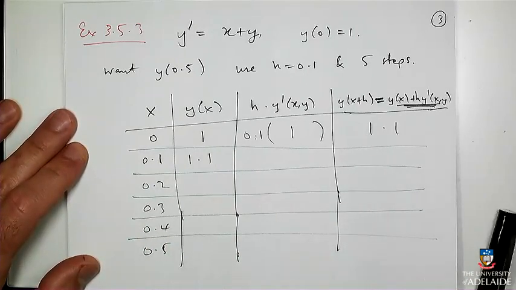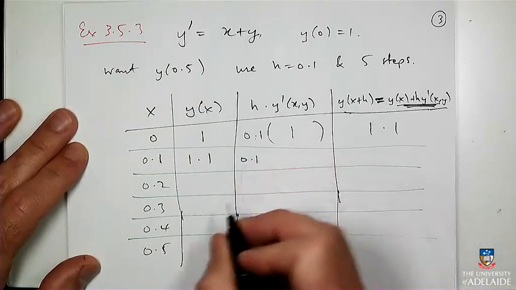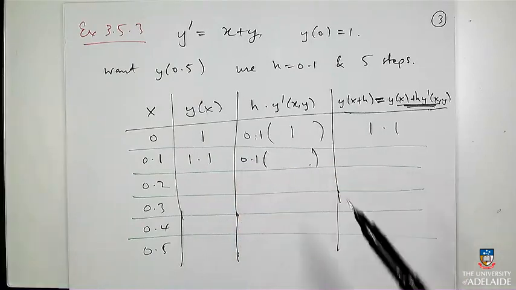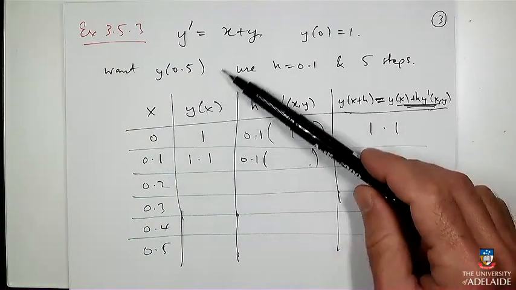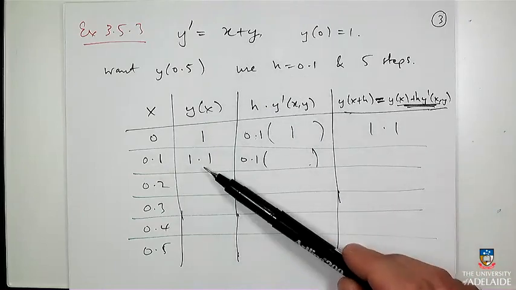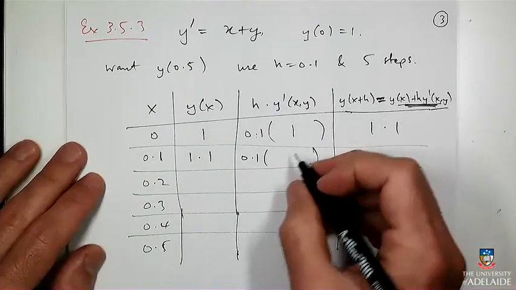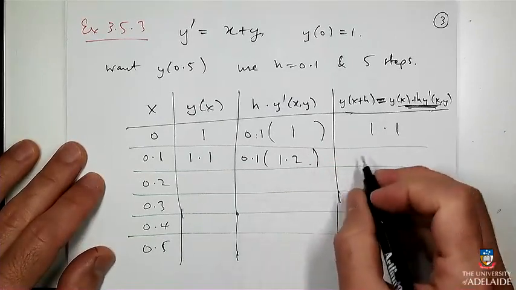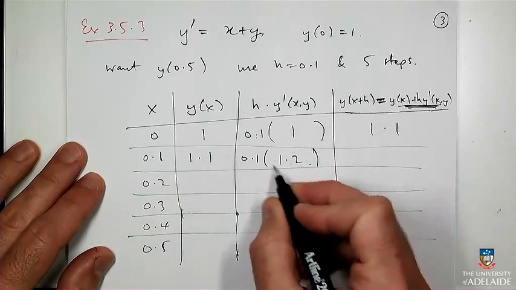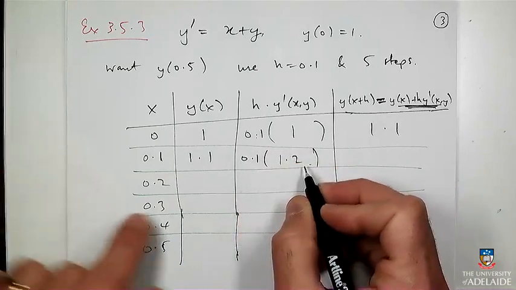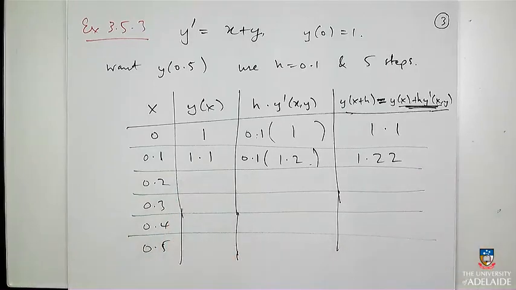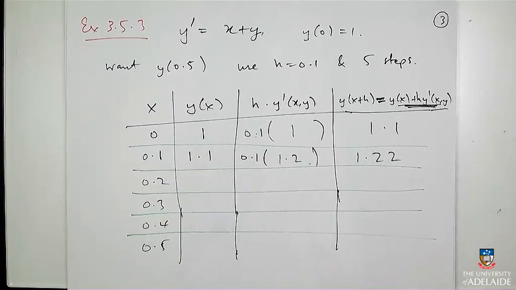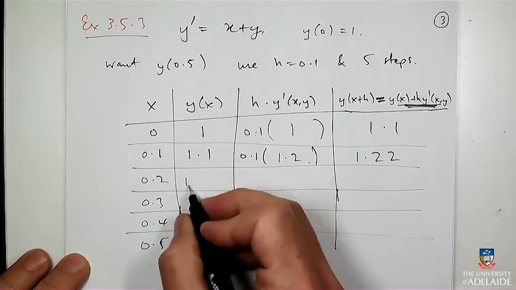Okay. So now we need to know what comes next. So y dashed, our guess for y dashed at x equals 0.1 is x plus y. So it's 0.1 plus 1.1, x plus y, 1.2. So this is 0.012. Sorry, this is 0.12. This number here is 0.12. So we add it to this, and we get 1.22. This is this plus this. That's our guess for here.